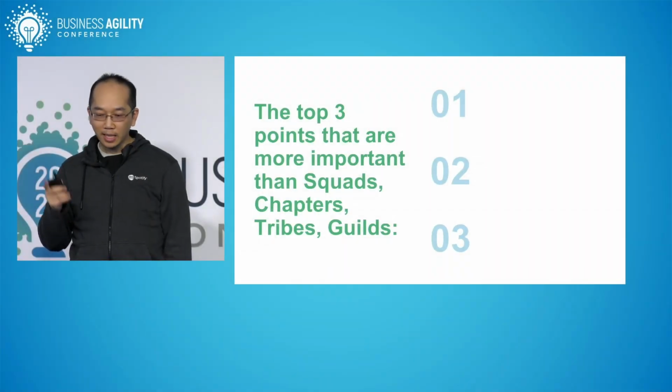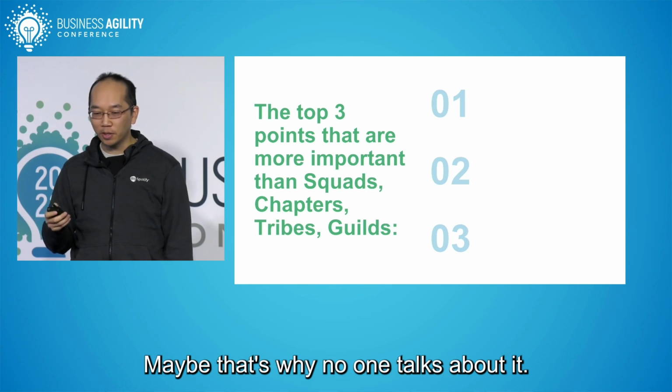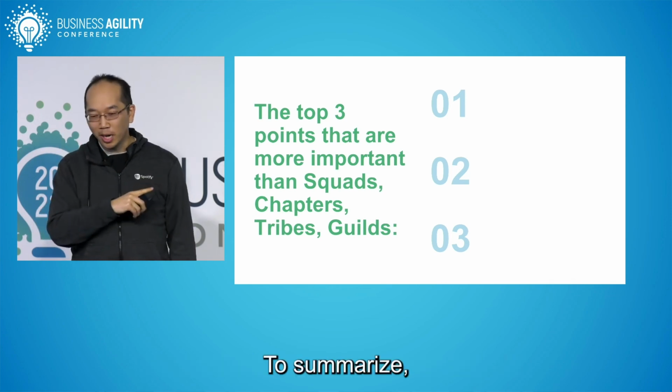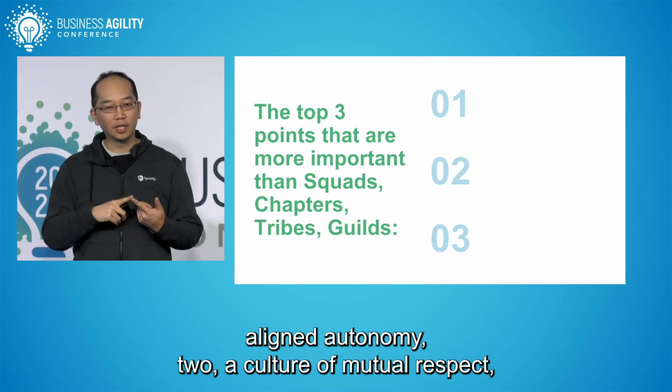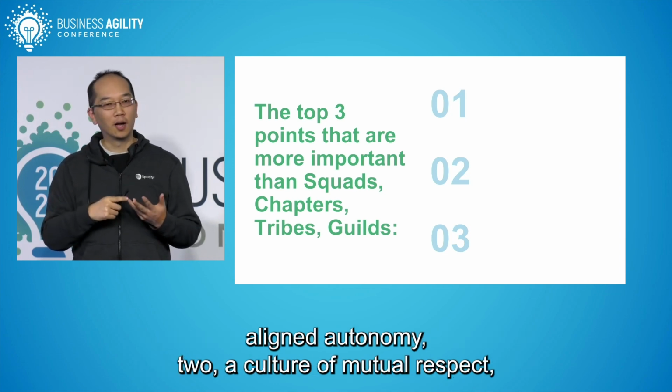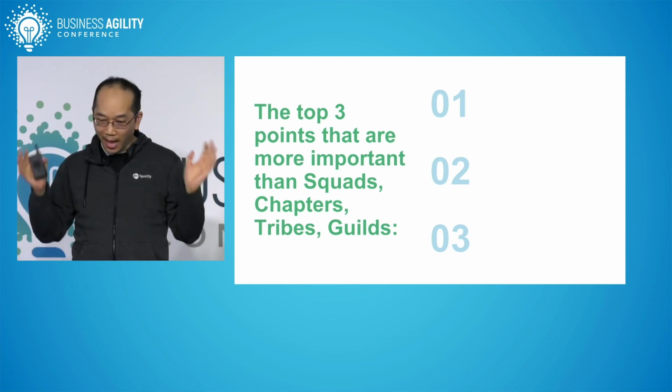Okay? That's very difficult, which maybe is why no one talks about it. To summarize, the top 3 points that are more important than squads, chapters, tribes, and guilds: aligned autonomy. Two, a culture of mutual respect.